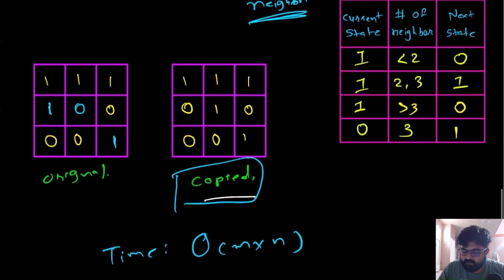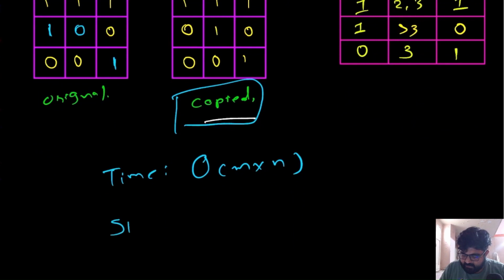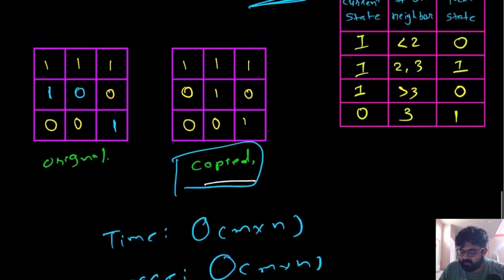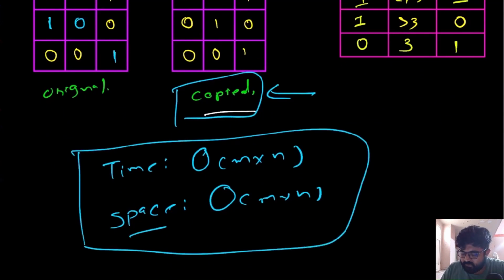Why? Because we need to iterate over the entire grid to calculate the result. That makes sense. But if we see space complexity, the space complexity is also going to be big O of m cross n. Why? Because we are using this additional space to create a new copied matrix. And your interviewer is directly going to jump in and say, can you solve this problem with big O of 1 space complexity? Can you do that?